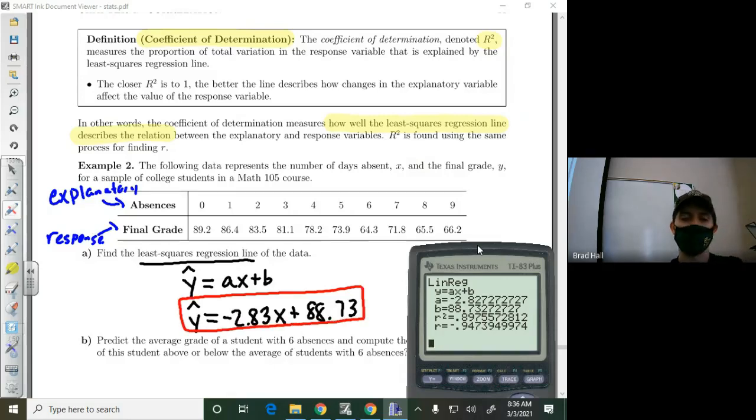That is the regression line. That answers part A. This will be our best prediction of the trend of data given the previous data up here.